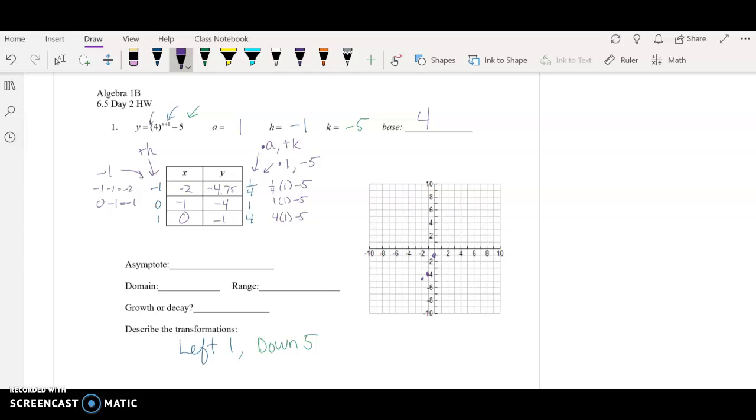We're going to go ahead and graph our asymptote as y equals k, which is y equals -5. And that's going to help us get the shape of our graph here. Our domain is -infinity to +infinity. And our range is -5 up to +infinity. This function has a base that is 4, which means this is going to be exponential growth because it did not get flipped over the x-axis. So it is exponential growth.